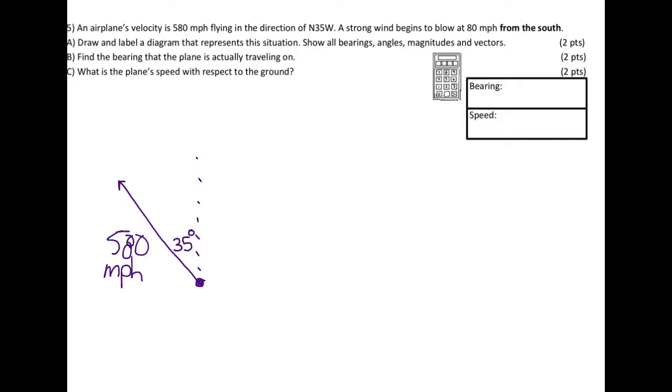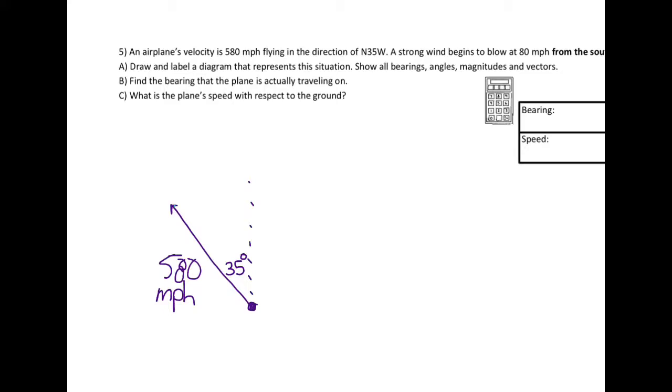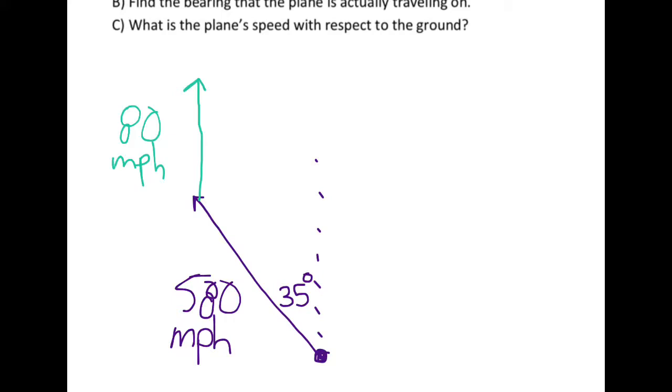Okay, what else do we know? We know a strong wind begins to blow at 80 miles per hour from the south. It's blowing from the south to the north. So I'm going to add my vectors, tip to tail, and so I'm going to put the tail of this vector at the tip of my last one. That's how you add vectors. We're adding the wind vector to the plane vector. And what do we know? We know that this vector has a magnitude of 80 miles per hour. And so now if we show the resultant, which is going to be the sum of these two vectors, that pink line right there going from where we started to where we finished.